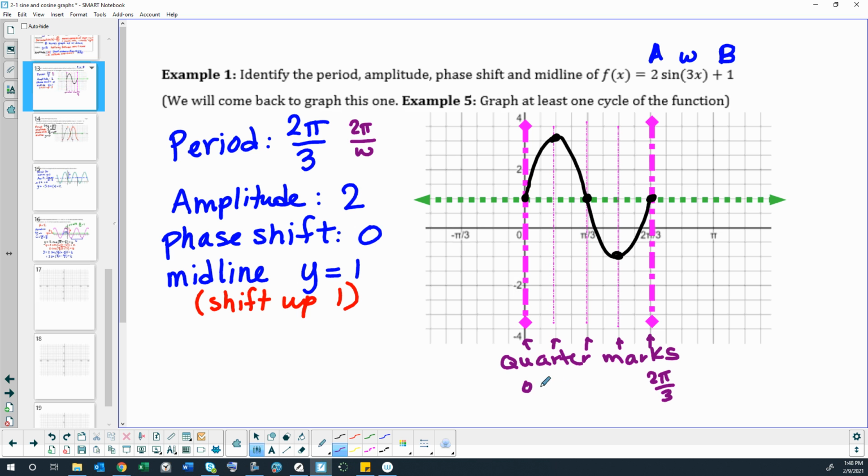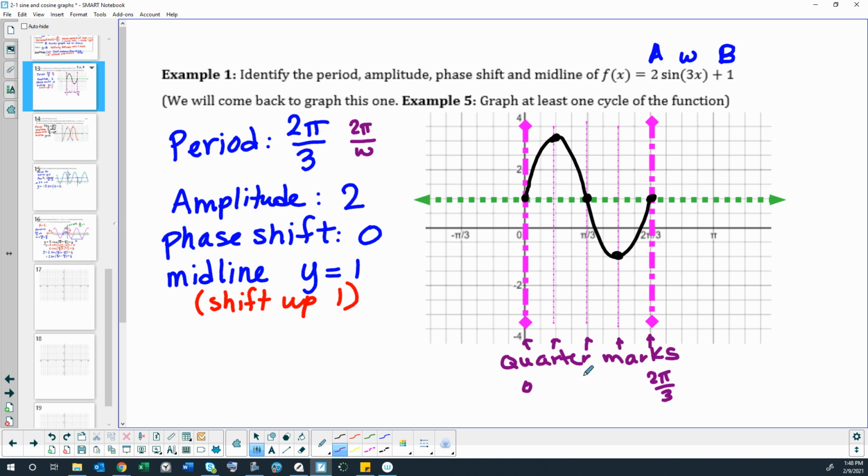This one is at 0, because we're not moving left or right on this problem. And even if we were moving left or right, we would probably do that very last. I think moving the phase shift is one of the last things I would do. Have everything else intact and then just move it.